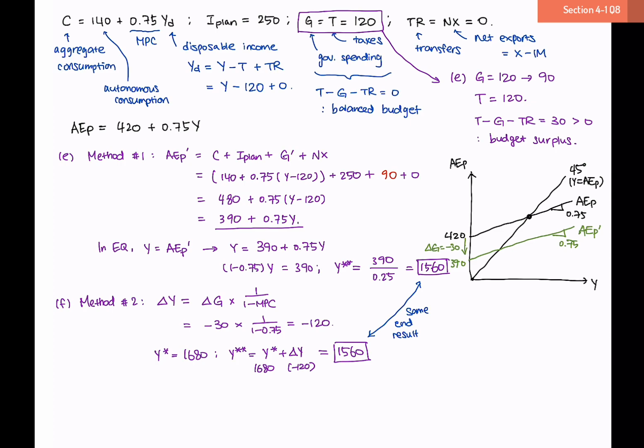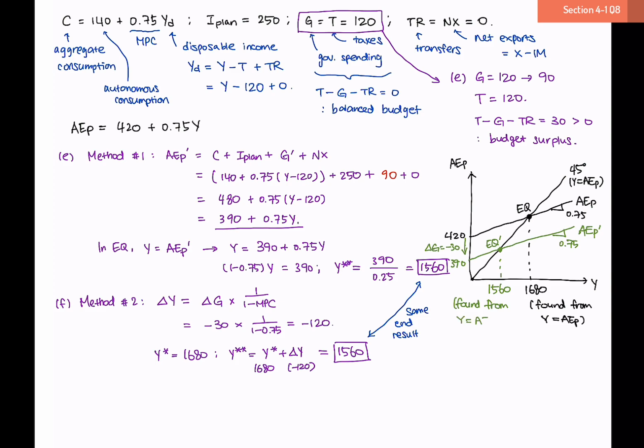So if we compare the two equilibrium points, right, the equilibrium is where the planned aggregate expenditure curve meets the 45-degree line, then we see that the original equilibrium, we found that it was at 1680 by solving for the equation y being equal to our planned aggregate expenditures. And graphically, we can also see that the point where the green planned aggregate expenditures curve meets the 45-degree line is on the left-hand side of the original equilibrium, and we know that it was at 1560, which is indeed lower than our original equilibrium.